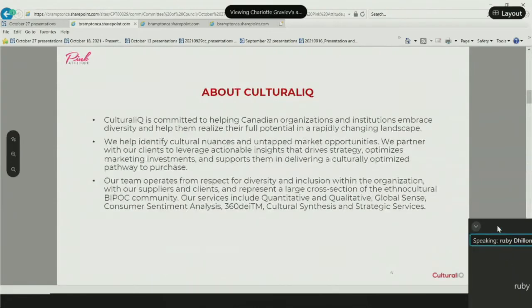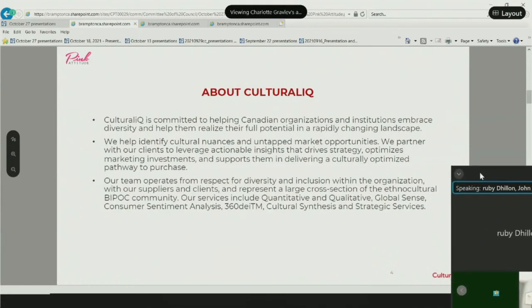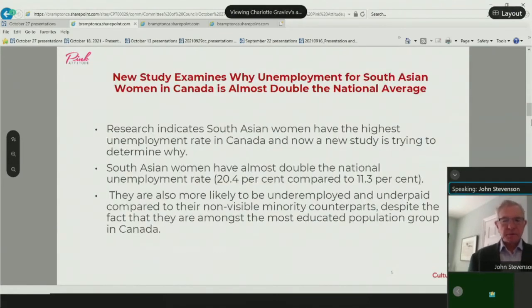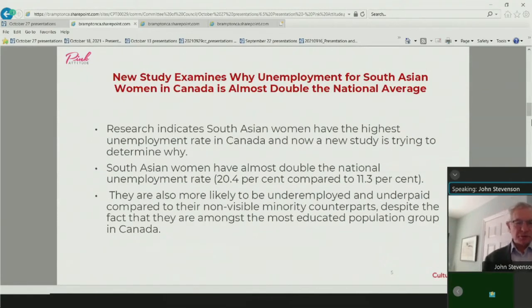Culture IQ is delighted to be supporting Ruby and the team at Pink Attitude for this important research project. Next slide, please. Just want to take you through what drove this research project: discovering by Stats Canada that despite being highly educated, South Asian females had higher levels of unemployment relative to other non-visible and visible minority females.